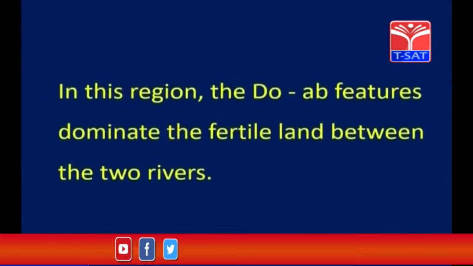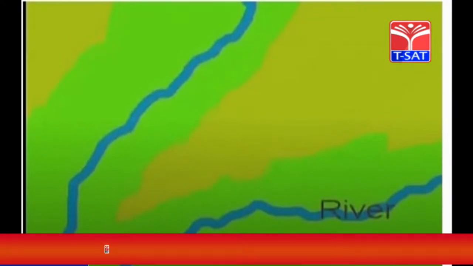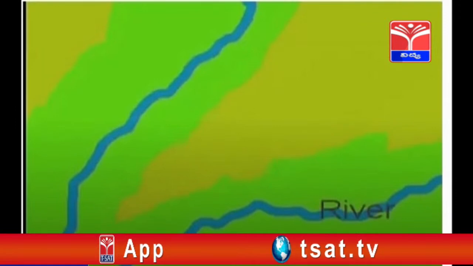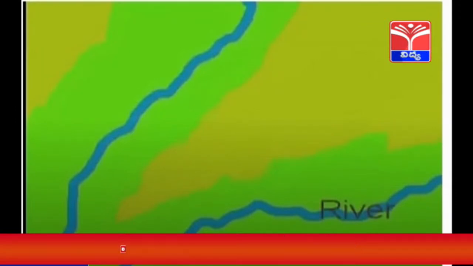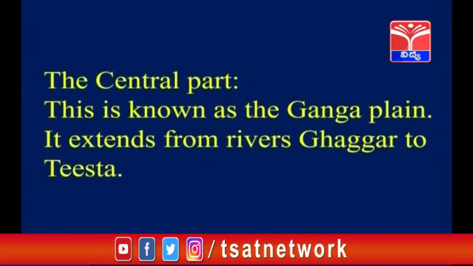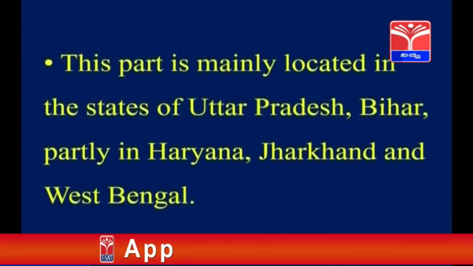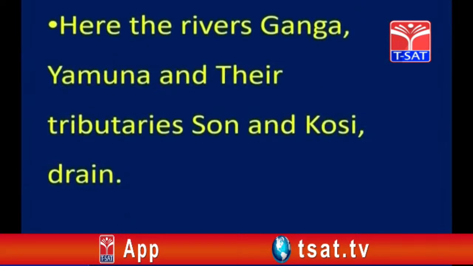In this region, the Doab feature dominates, the fertile land between the two rivers. This is the Doab region. Doab means the place between two rivers, and it supports agriculture very well because of the fertile soil. The central part, which is also known as the Ganga plain, extends from the Ghaggar to Teesta, mainly Uttar Pradesh, Bihar, and partly Haryana, Jharkhand and West Bengal.